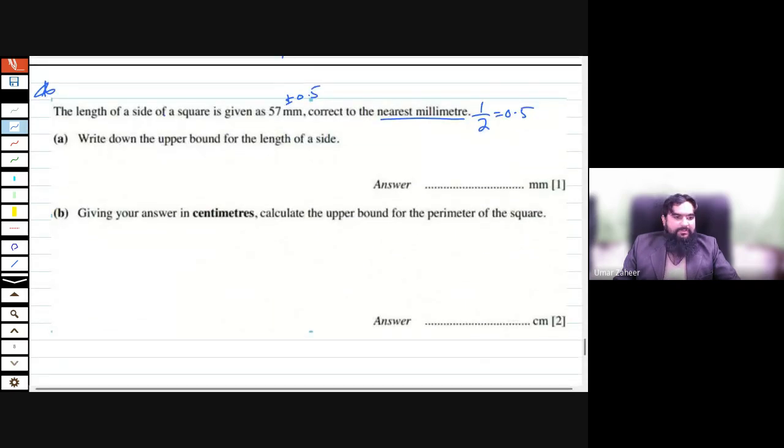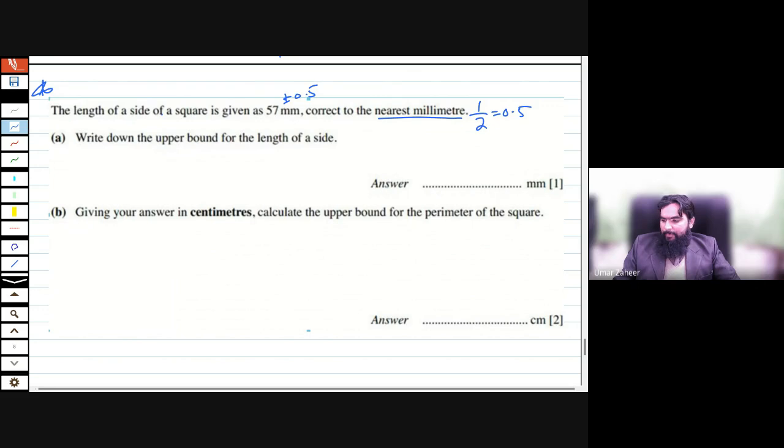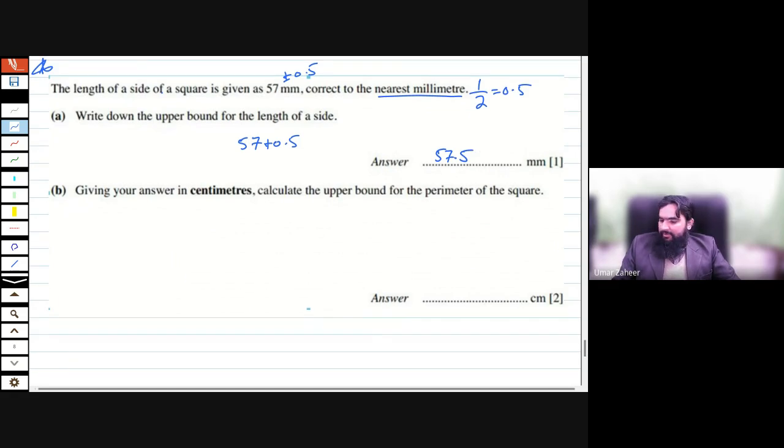Yes, Daniel, what is the answer? Yes, Sarim, tell me, what is the upper bound for the length of the side? Sir, 57 plus 0.5. So the final answer will be 57.5 millimeters. Okay, now you have to find the upper bound of the perimeter of the square.